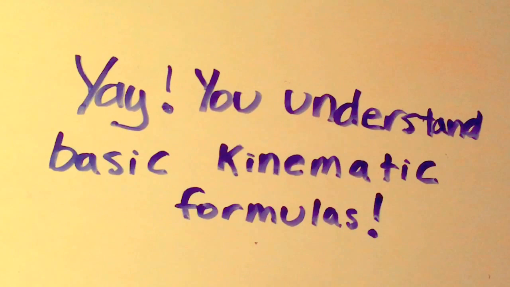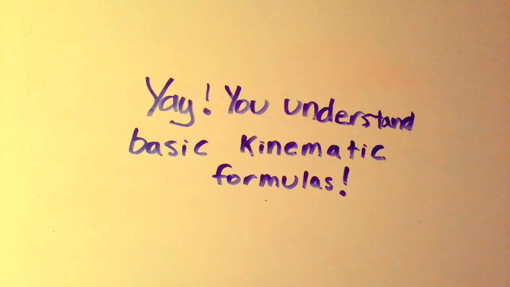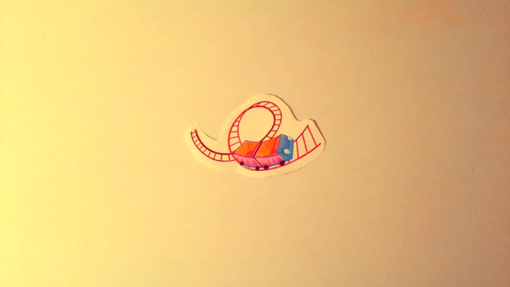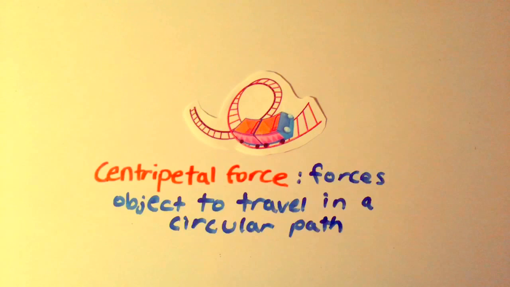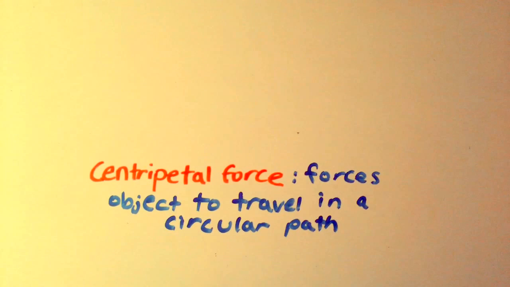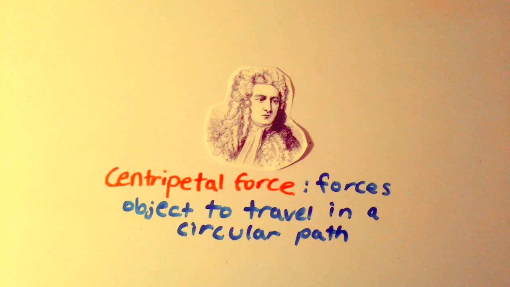Now that we understand basic kinematic concepts, let's move on to slightly more challenging concepts using the loop of a roller coaster. On a roller coaster loop, the track applies a force on it towards the center of the circle, forcing it to travel in a curved path. This force is known as a centripetal force, and it makes the cart follow a circular path.